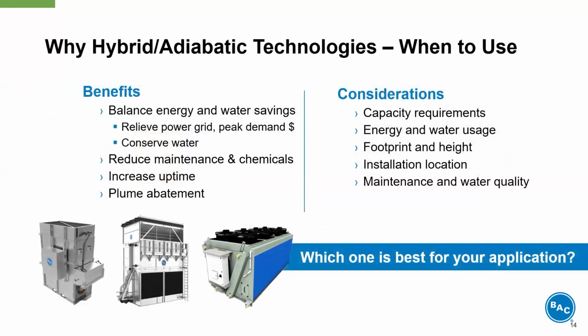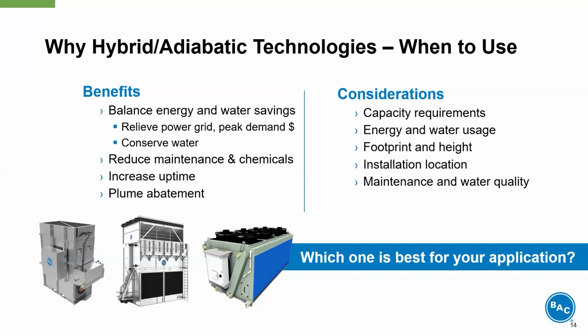So why do hybrid and adiabatic technologies exist? Well, it's pretty simple. We're trying to balance the energy and water savings. We want to use water on the hottest days of the year to reduce that peak demand, reduce our peak demand electricity charges. And then in the colder months, when possible, we want to use dry cooling in order to conserve water. By using dry cooling periodically throughout the year, that allows us to use less water overall, which means less chemicals and reduced maintenance activities on the unit.